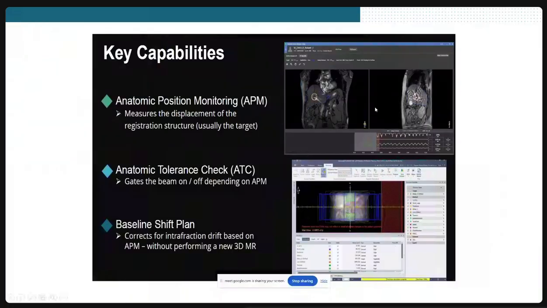This is again the real key capability, what we call the anatomical position monitoring system, which can monitor the tumor. The biggest advantage, people always say, no, we have a CyberKnife. CyberKnife also does the same. But CyberKnife only works with fiducials.